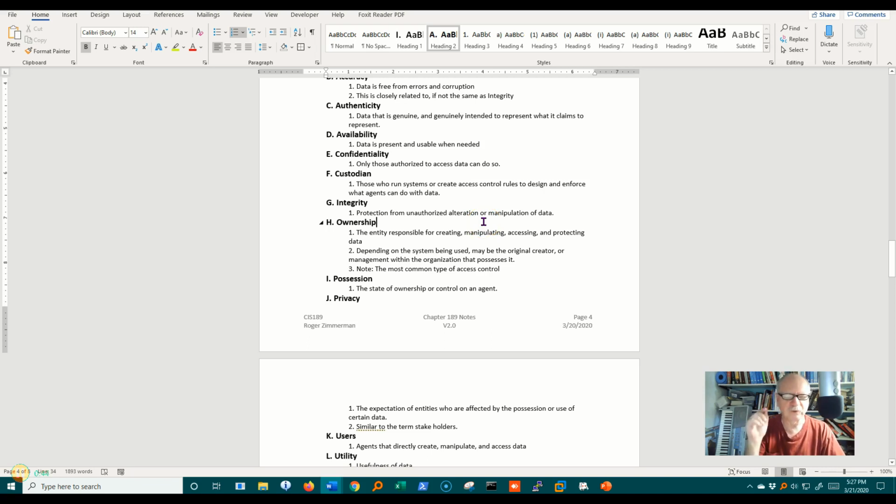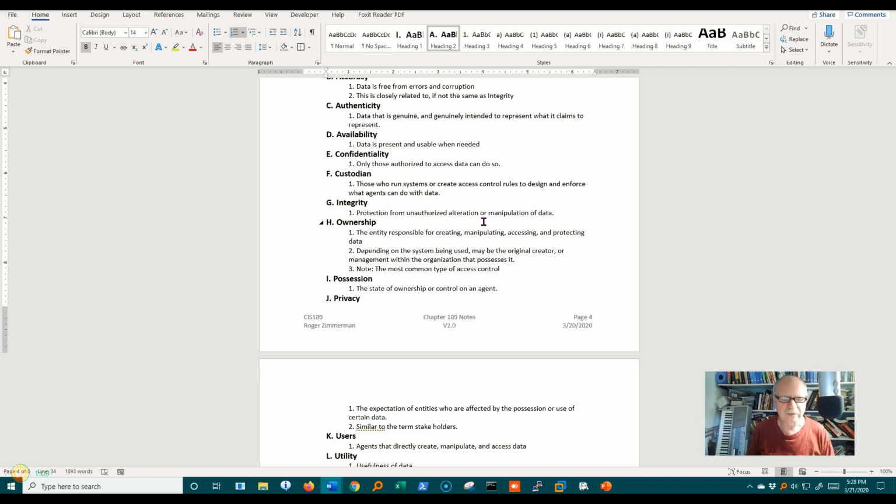Now, I am going to make a caveat here from what the book says about ownership. Our textbook talks about ownership being some form of management that is in charge of that data. That all depends on the system being used. Now, there are various kinds of what we call access control systems. For example, DAC, or discretionary access control.